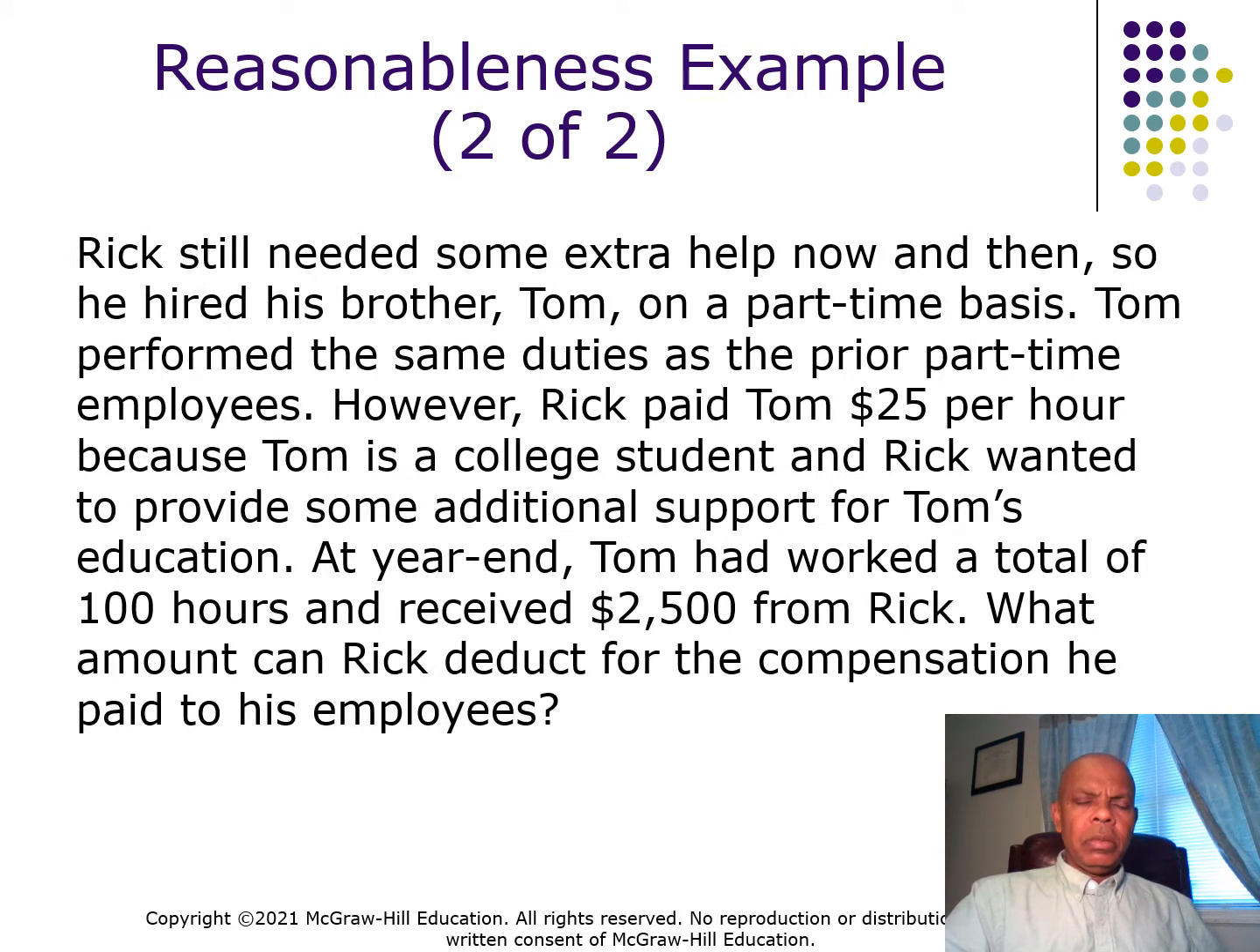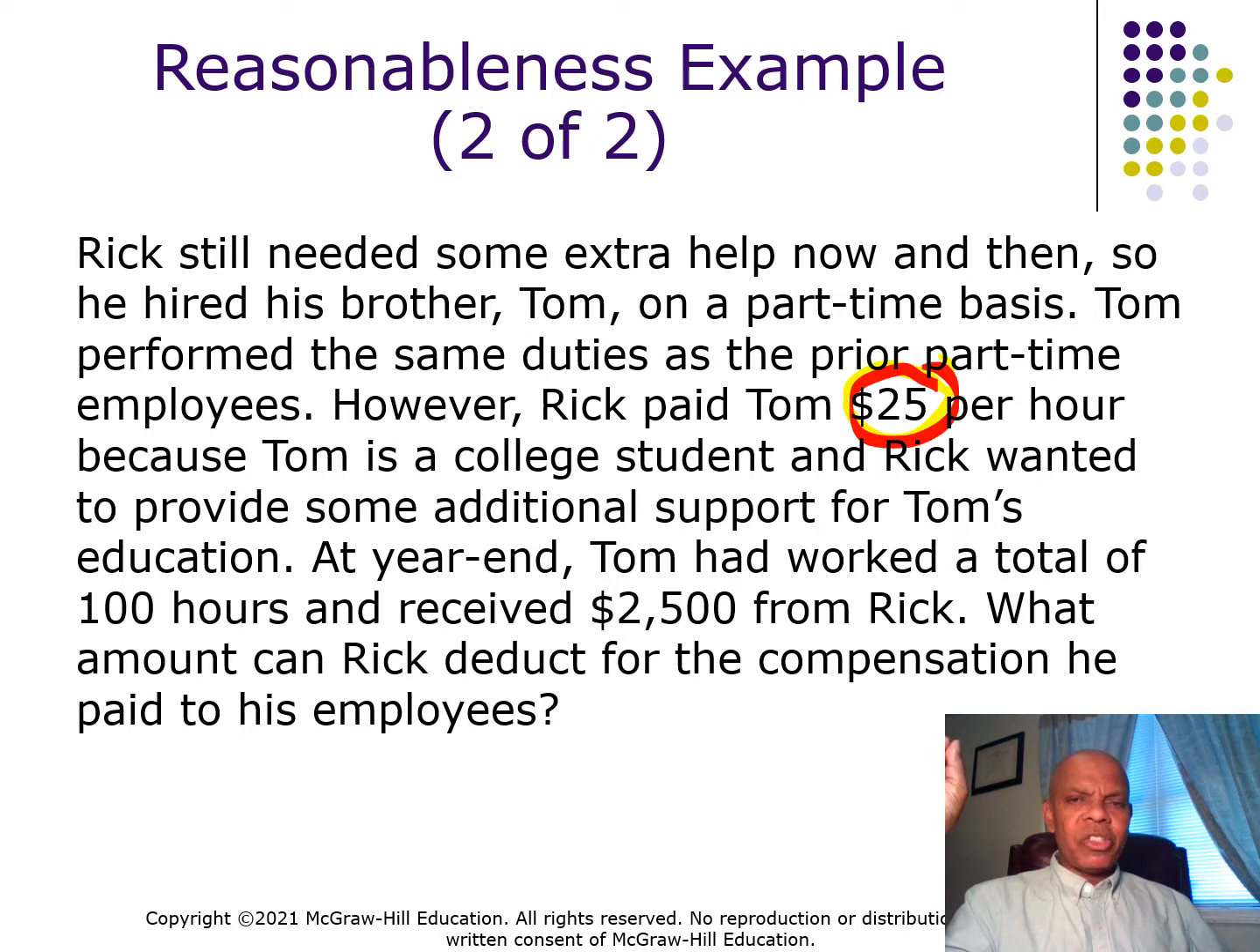Now, continuing the same facts, Rick still needed some extra help now and then, so he hired his brother, Tom, on a part-time basis. Tom performs the same duties as the prior part-time employees. However, Rick paid Tom $25 an hour. Why so, right? $25 an hour? He paid $10 an hour to those other people. Tom, being his brother, was paid much higher, though he did the same work. Okay, let's take a look now.